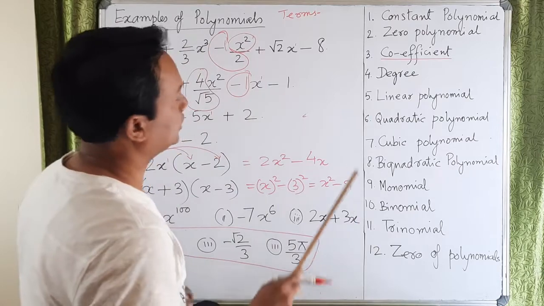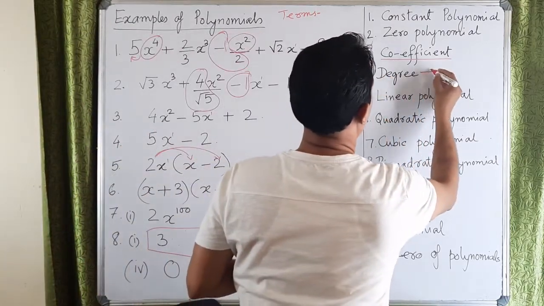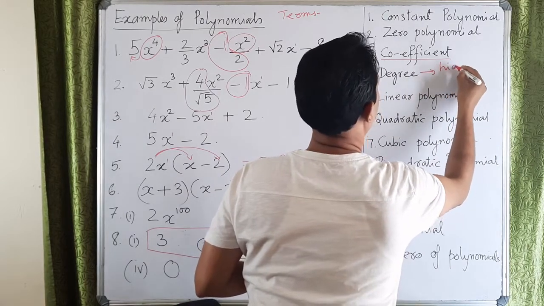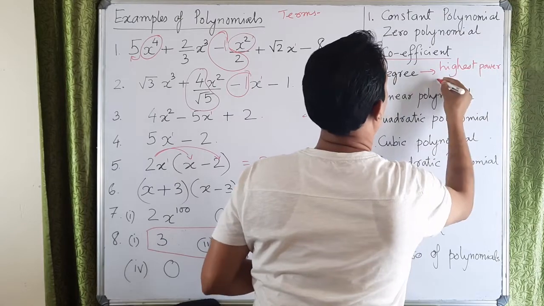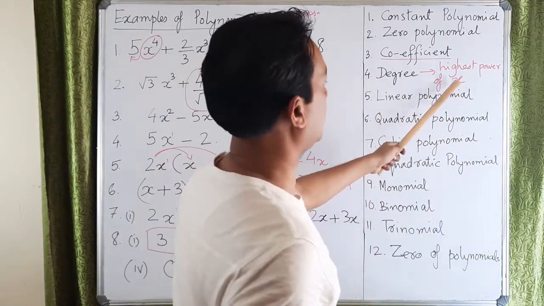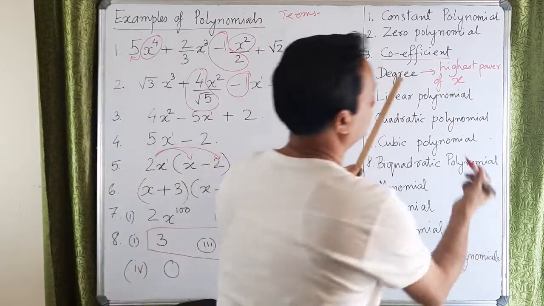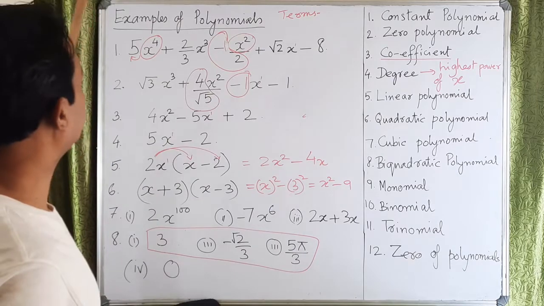Now let's come to the next term, that is degree. Now degree is very important again. Degree means highest power of the variable. Here in this case, highest power of x. It can be y also, any variable. So let's see the degree of all this.